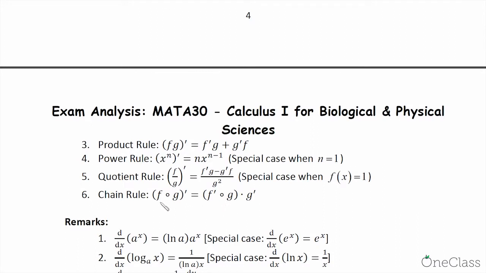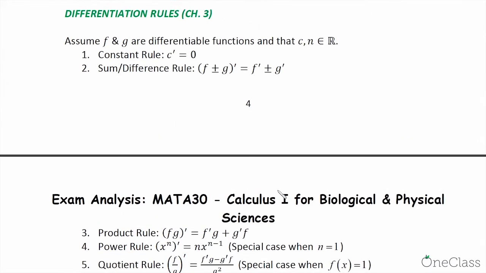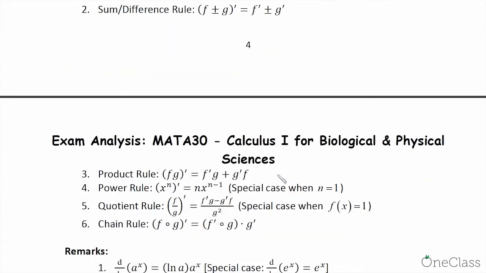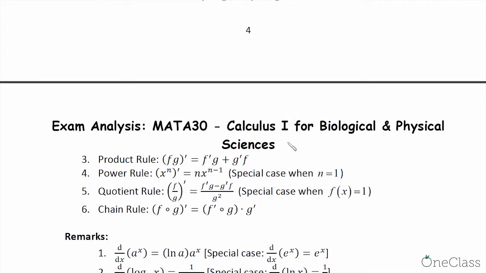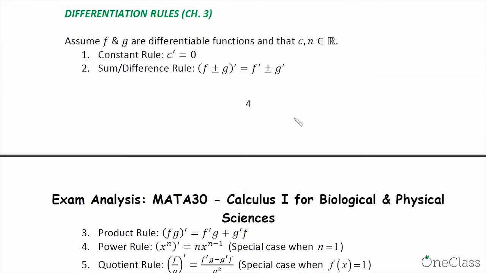Chain rule, f of g. The derivative of this is f prime composed of g, and you multiply by the derivative of the inside, which would just be g. So that's f of g all prime is f prime of g all multiplied by g prime. That's the chain rule. You see these kind of parallel the limit laws, in that when you say the rules back to yourself, it makes sense verbally.